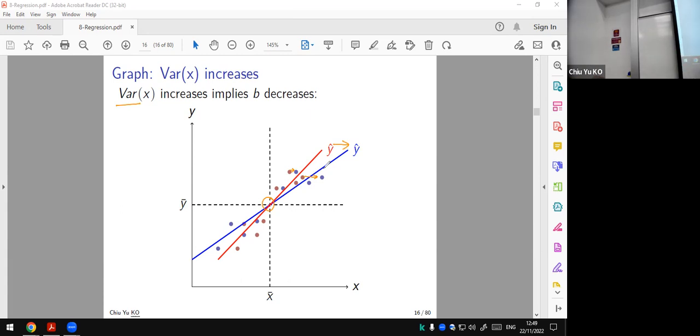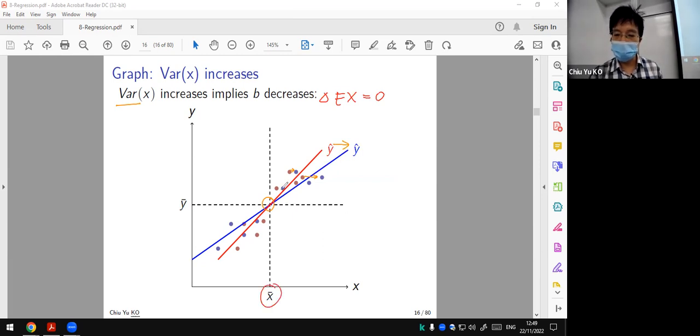Holding the mean, all the data spread out more compared to X bar. If you're on the right of X bar, you go more right. If you're left of X bar, you go more left. And it's clear that when you try to draw a line, the better fit line would be flatter. Remember, when you increase the variance, you keep this the same, unchanged. So X bar, X bar.